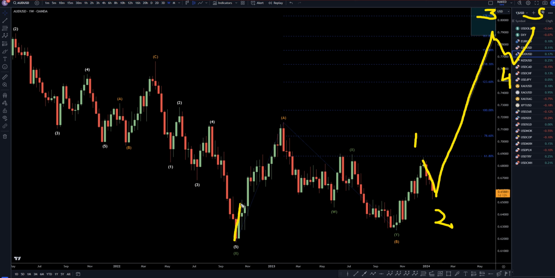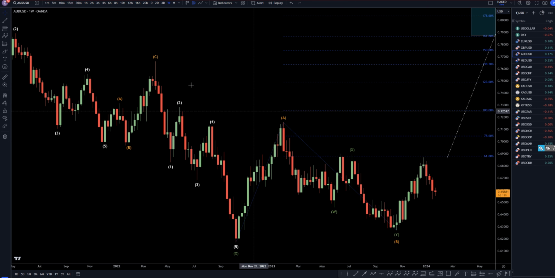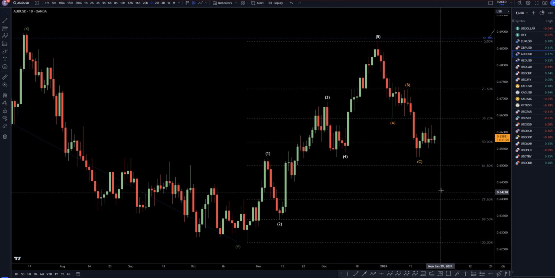Just like the wave A was a 1, 2, 3, 4, 5, the wave C should also make a 1, 2, 3, 4, 5. And I still think that it's likely to go up all the way to one of these higher Fibonacci levels. So let's head down to the daily time frame.